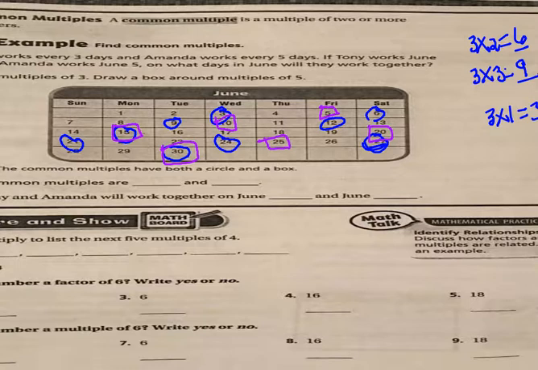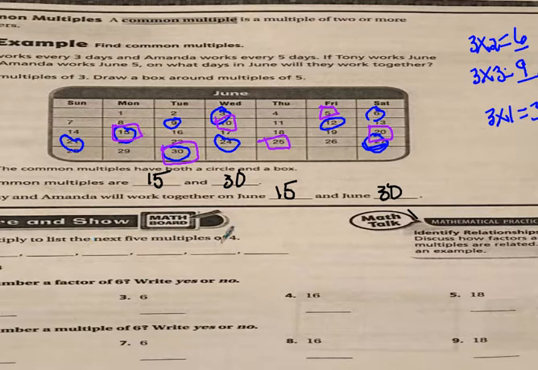Okay, so our common multiples, ones that have both on there, would be 15 and 30, okay, because they have a purple and they have a blue. Okay, so they can use both. So common multiples is when two numbers share the same multiple. So Tony and Amanda will work together on June 15th and the 30th. Okay? Alright, let's come down here.